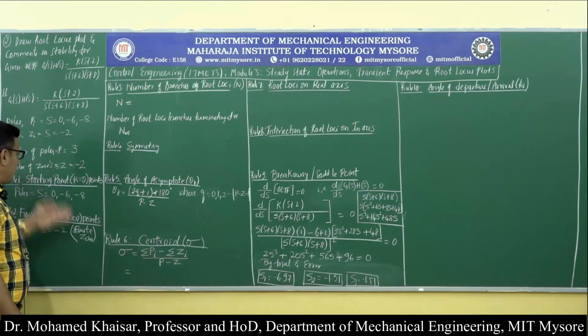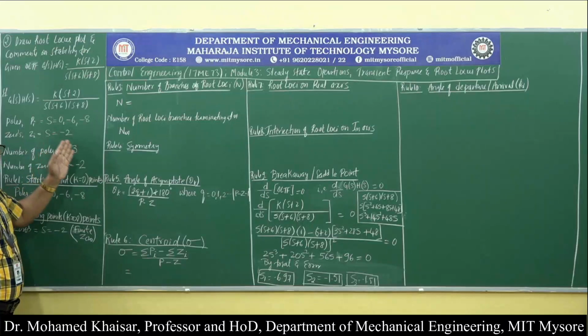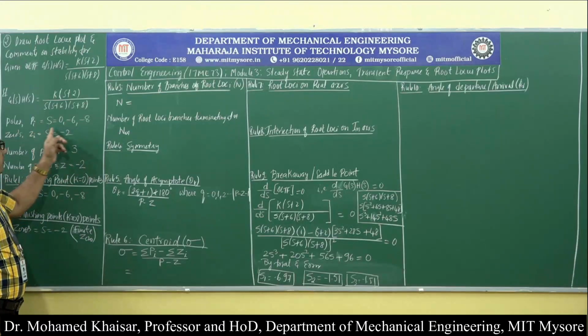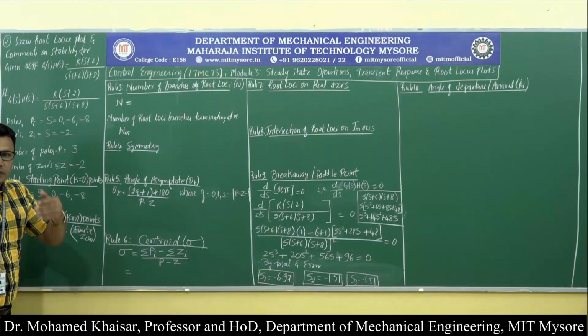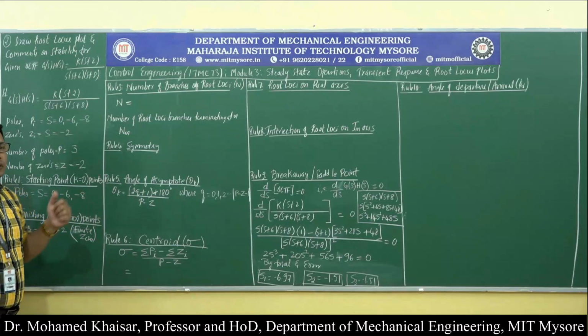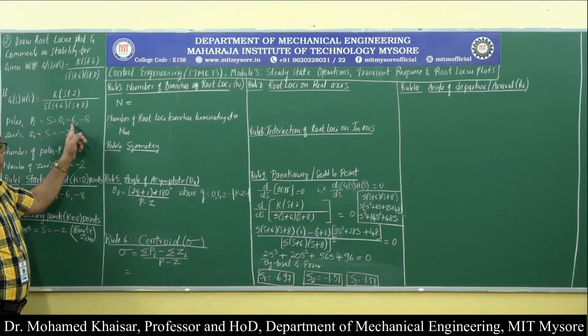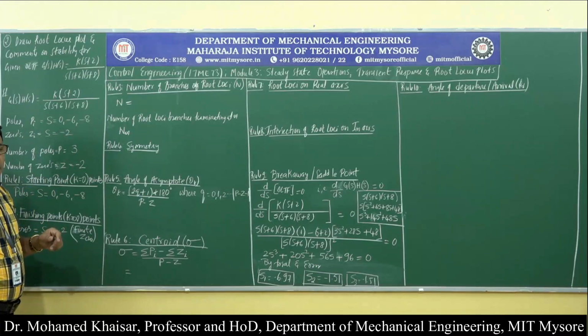But what about the other 2 branches? Why? Because there are 3 starting points. That means 3 branches of root loci are going to start. One from 0, one from minus 6 and one from minus 8. And there is only 1 finishing point given in the problem. But what about the other 2? The other 2 branches of root loci are going to terminate at infinity.